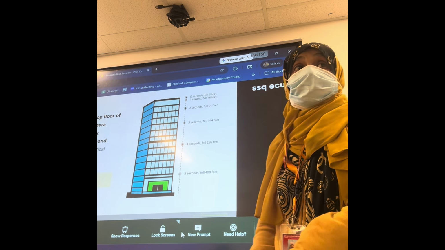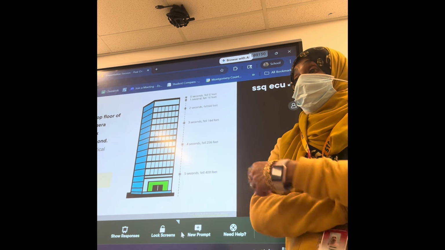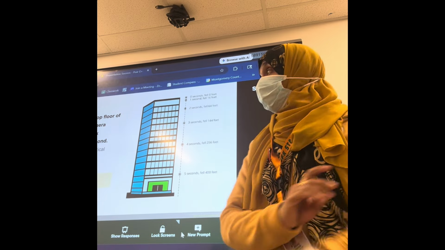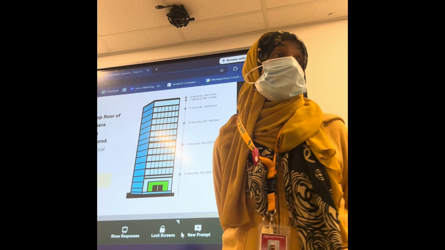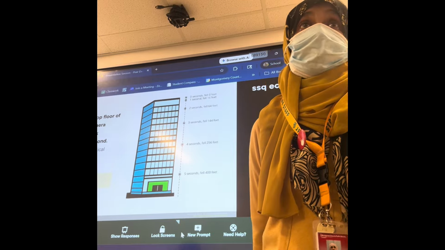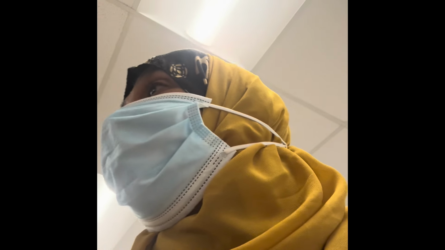Muhammad, what are you doing? I don't see you doing anything. It says write down possible mathematical questions about the situation. So type them on your screen. Just write it down. Did you write it down, Muhammad? What happened? You didn't write it? You're doing it, right? Okay. Yeah, everybody is writing down. That's good.